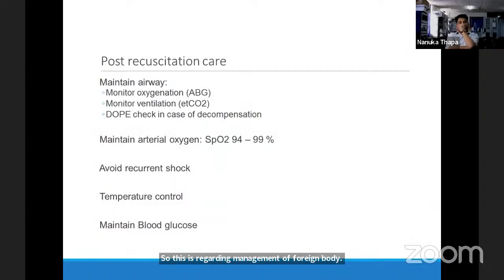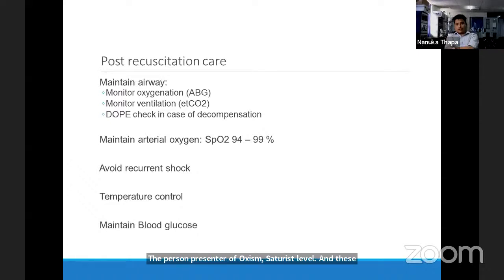Then after managing the child in the acute setting, after correcting the cardiac arrest, when the patient comes out from the cardiac arrest, what other things have to be done? So this is our post-resuscitation care. After resuscitating any child, we have to keep maintaining the airway. And in airways, we have to see how the oxygenation is. These oxygenation levels can be assessed with the help of blood gases. The partial pressure of oxygen, saturation level, these things can be assessed with the help of ABG.